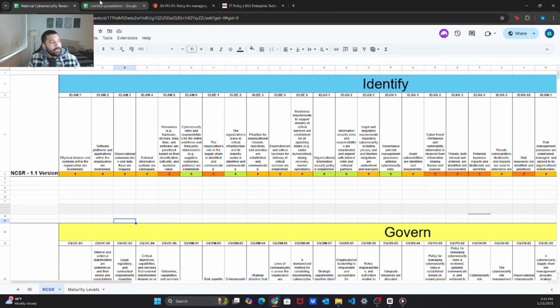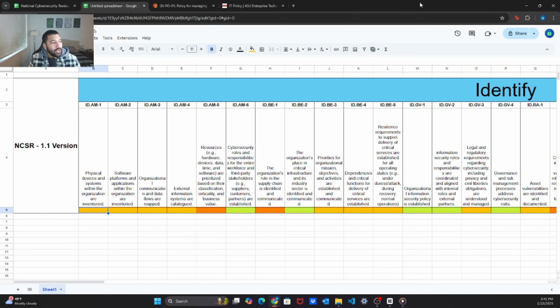So let's go back to the project here, the guide. The first subcategory question here is identify. So you have function. The first function is identify. The category that we're going to be talking about today is asset management. That goes from 1 to 6, and the subcategory question we're going to start with is asset management 1.